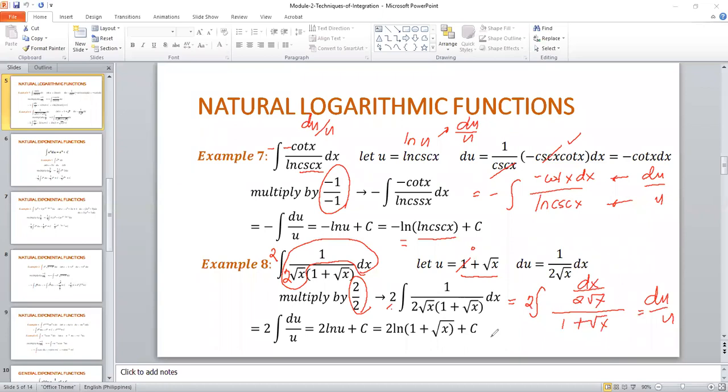Do you follow? Is there a part that you'd like to repeat? Do you follow the process? Or can you follow the process?